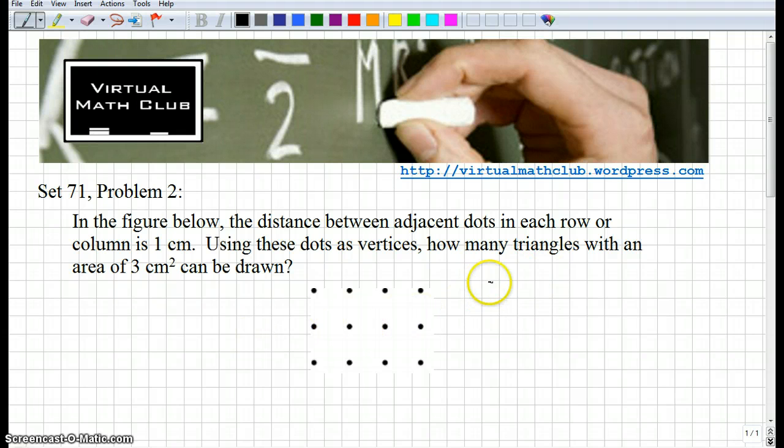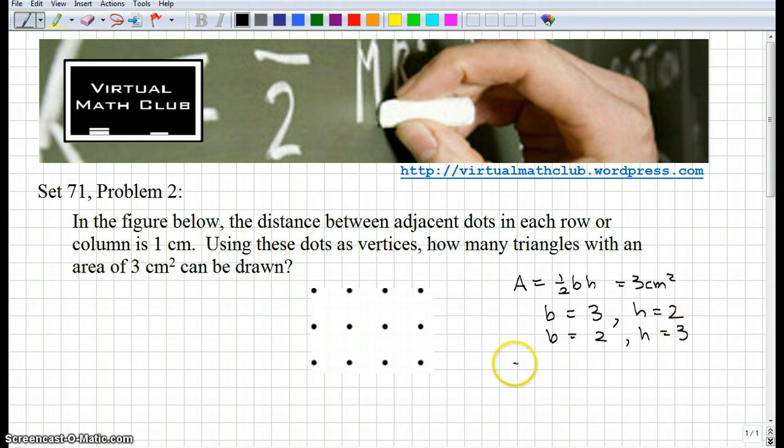Alright, well, to get the area of a triangle, it's just 1/2 base times height. We're going to use these dots and create triangles. So there's a couple different cases we can look at. We can look at the case where the base is equal to 3 and the height is 2. That'll give us an area of 3 square centimeters. Or we can look at the case where the base is 2 and the height is 3. And that'll also give us an area of 3 square centimeters.